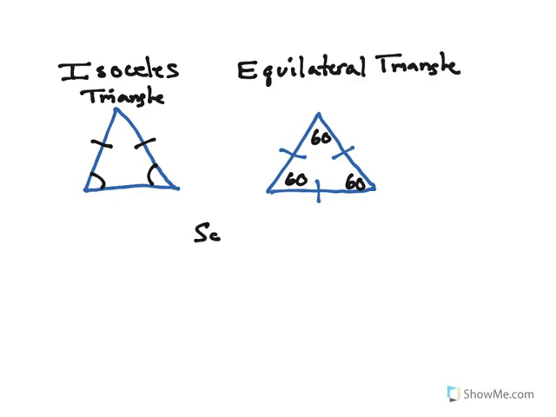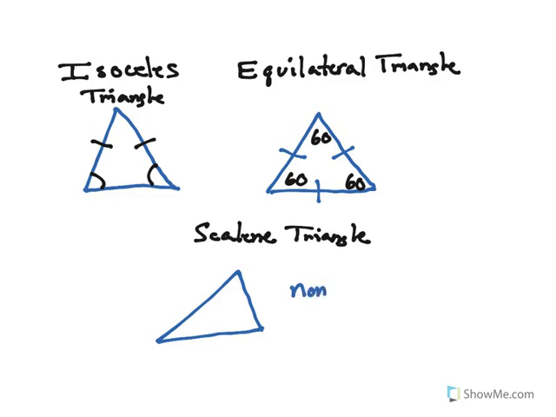This is called the scalene triangle, which means no sides are equal. They're all different lengths. So it would look something like this. None of those sides are equal. So none of the sides are equal.